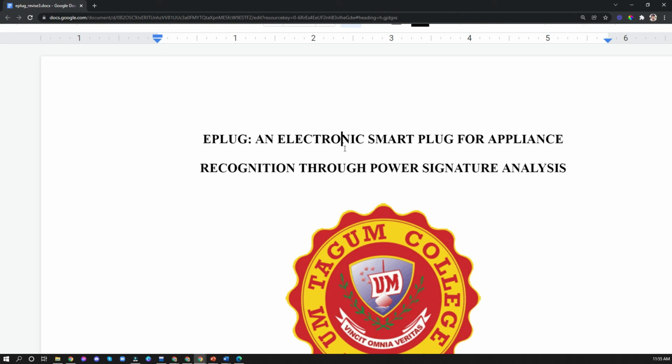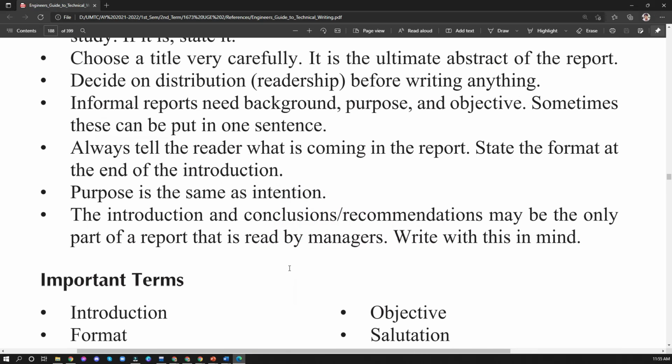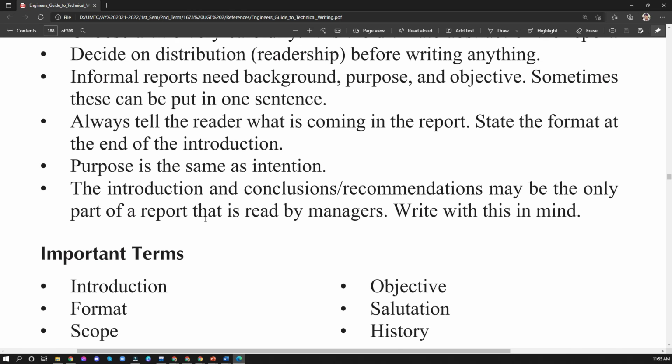And then sa imong introduction dapat ma-introduce pod nimo all about ang imong title ug unsa ang content nimo. Always tell the reader what is coming in the report. State the format at the end of the introduction. So, ang introduction, ibutang nimo dito unsa all about ang imong report.